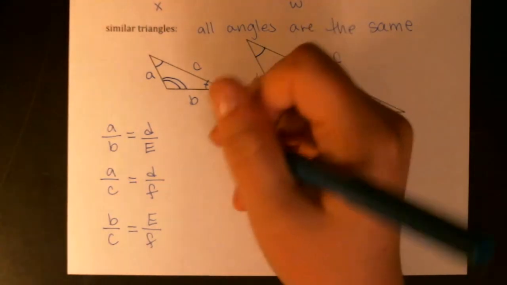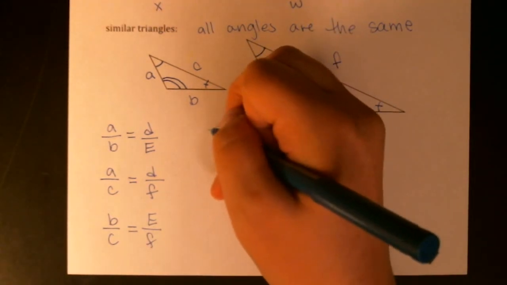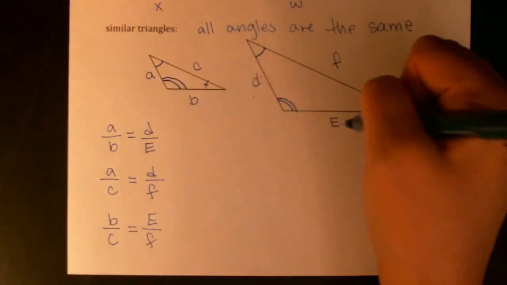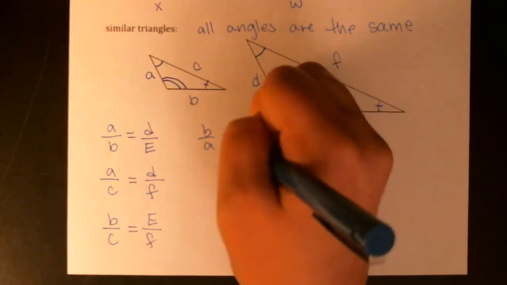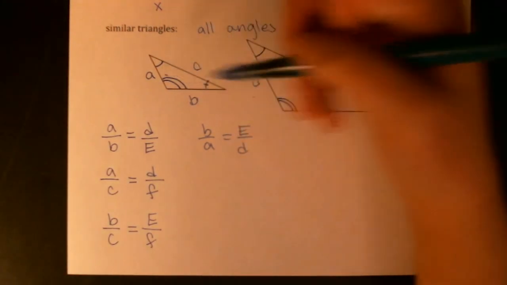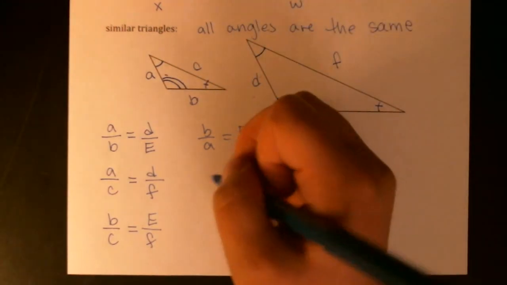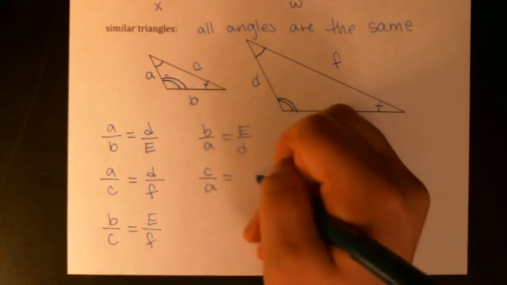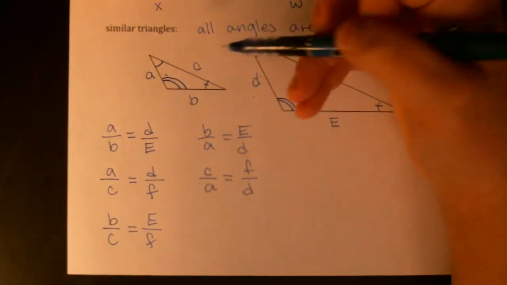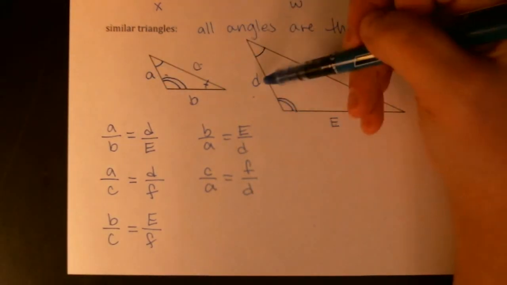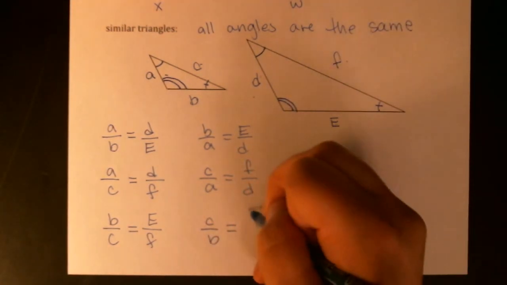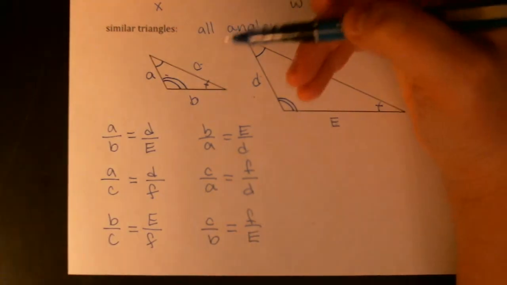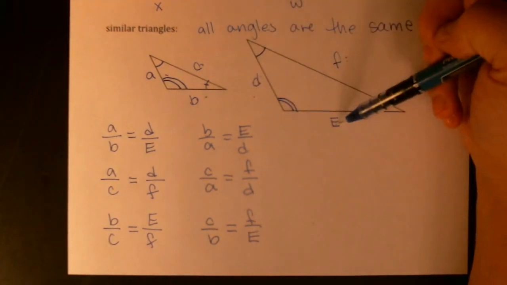And the reciprocals of these should also hold. So if A to B is the same as D to E, then B to A should be the same as E to D. And C to A should match up with F to D. So C to A goes with F to D. And C to B goes with F to E.